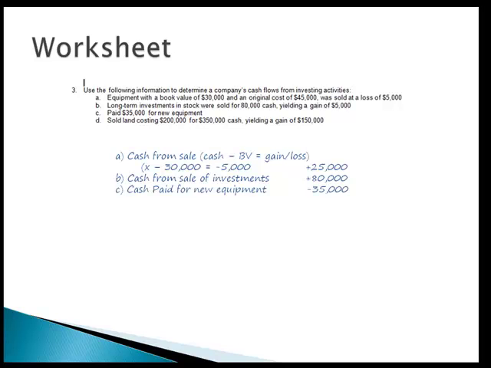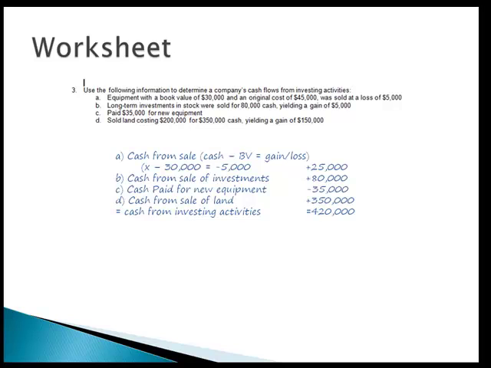And finally, D, we sold land costing $200,000 for $350,000 cash, yielding a gain of $150,000. Again, what we're pulling out in the investing activity is the cash. So if we sell land, we're increasing our cash. Now when you add up these adjustments, cash increased by $420,000 just from investing activities.